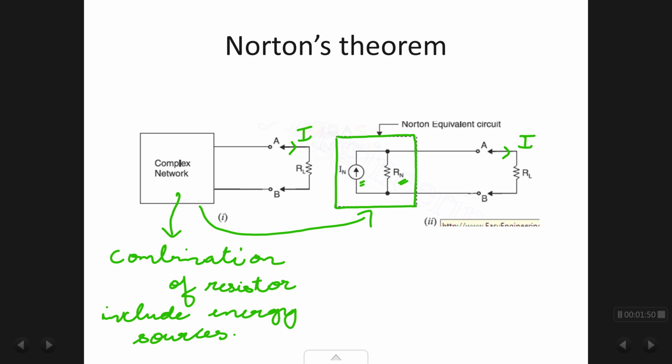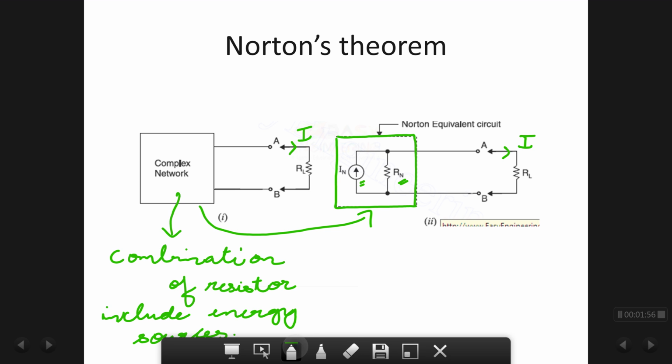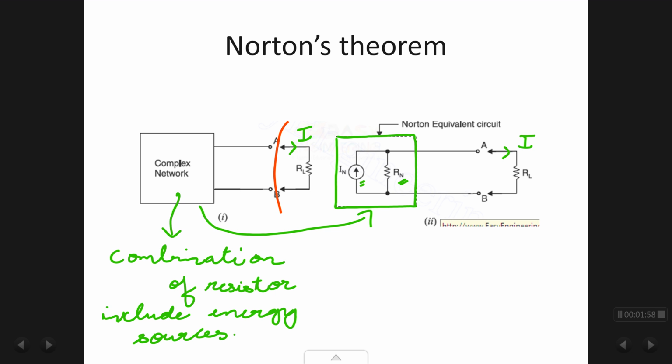When I am using Norton's theorem, please understand that if I separate out my load resistor, the entire complex network except the load resistor has to be replaced by a Norton's equivalent circuit, and the load resistor is put back over here. In this circuit, I will calculate my current. Please note that the value of this current and this current has to match in your theoretical calculation as well as your practical calculations.